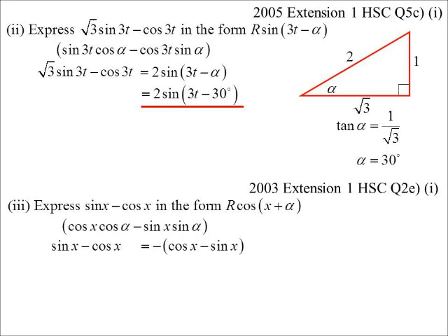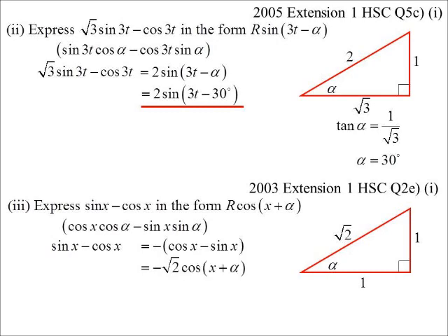So, well, I'll just take a negative out. It never said R had to be positive, so I can have R as a negative number if I want. Cos minus sine, sine. So for this one, both of the sides are going to be 1. Hypotenuse is root 2. So I get minus root 2 cosine of (x plus alpha).